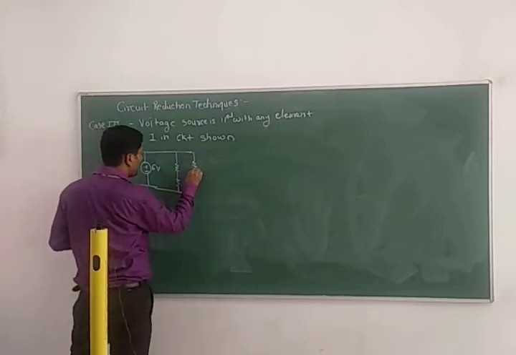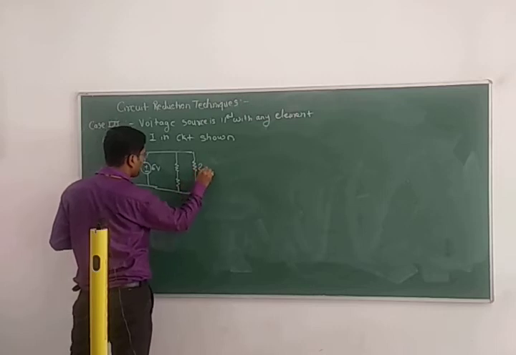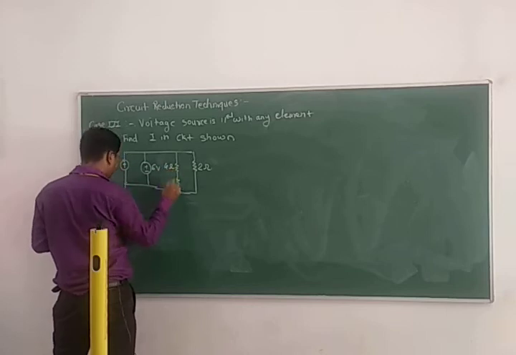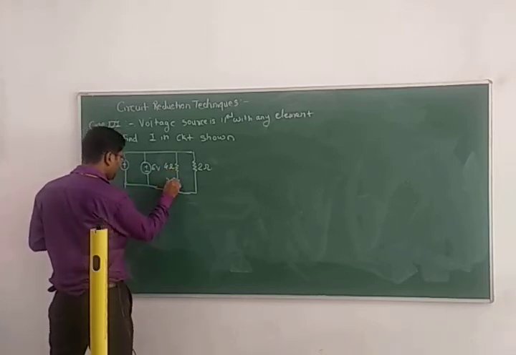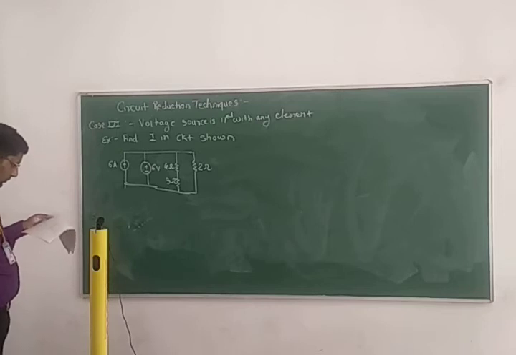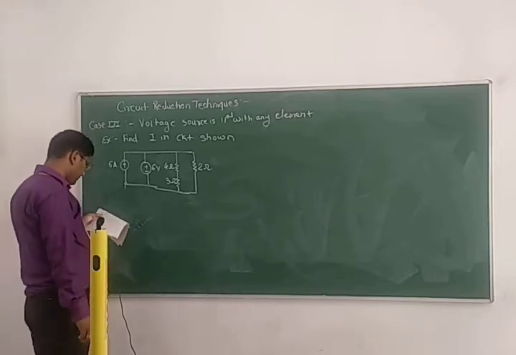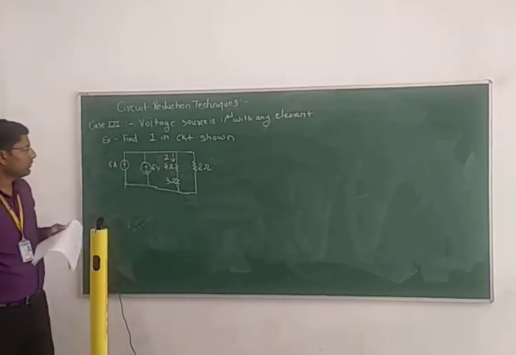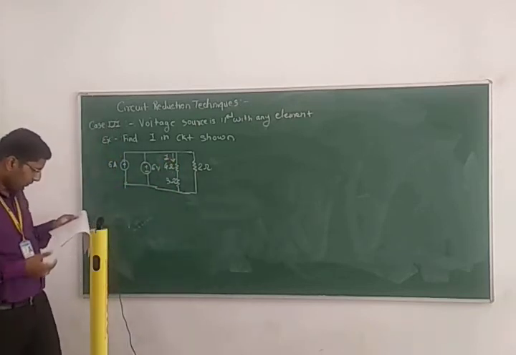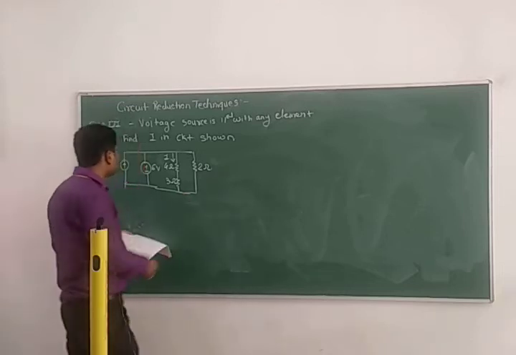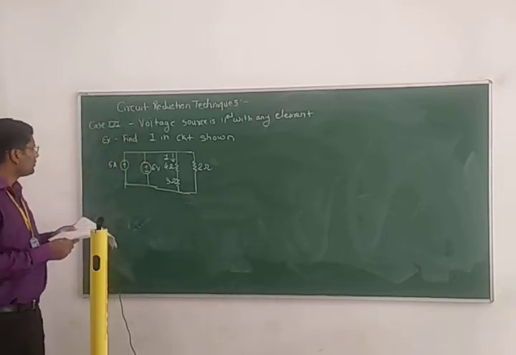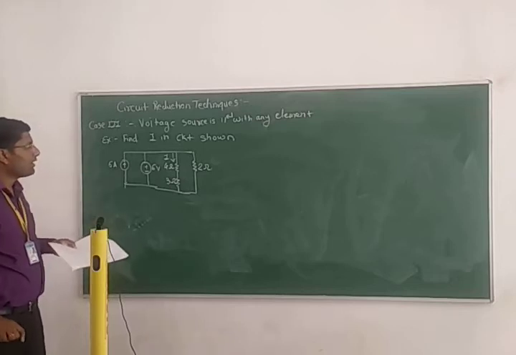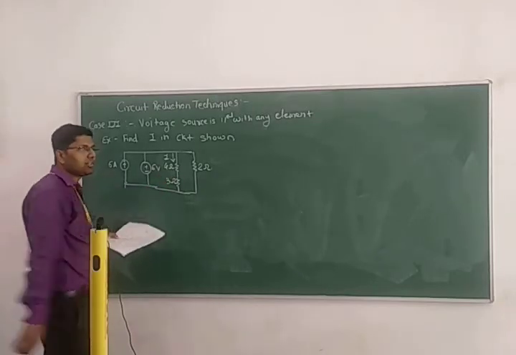Here is a 2 ohm resistor they have given, 4 ohm, 3 ohm. The current I you have to find out. That is 2 ohm. Okay. So I think we have simplified this circuit, and now we have to find the current through this 4 ohm and 3 ohm.